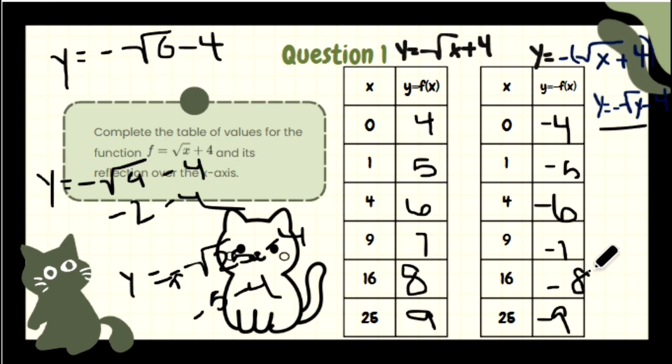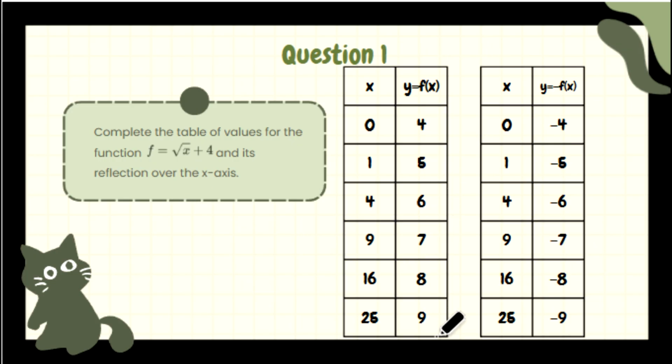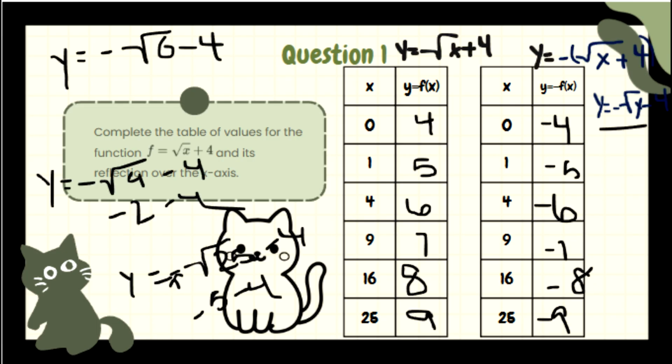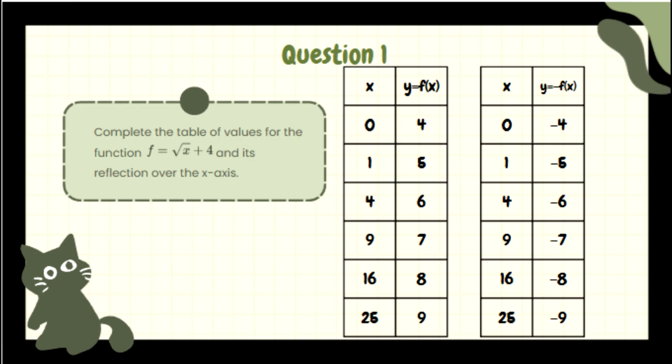Work smarter, not harder. Don't fight through the whole thing. So we have 4, 5, 6, 7, 8, 9, negative 4, negative 5, negative 6, negative 7, negative 8, negative 9. They match. Okay? Easy enough.